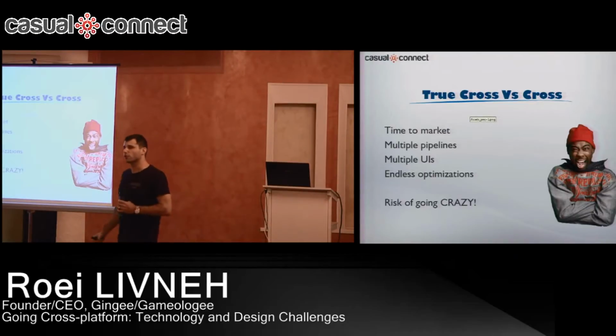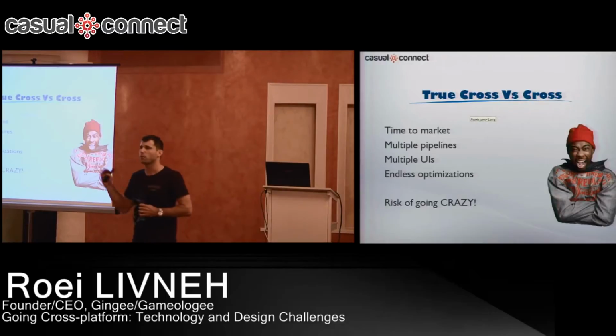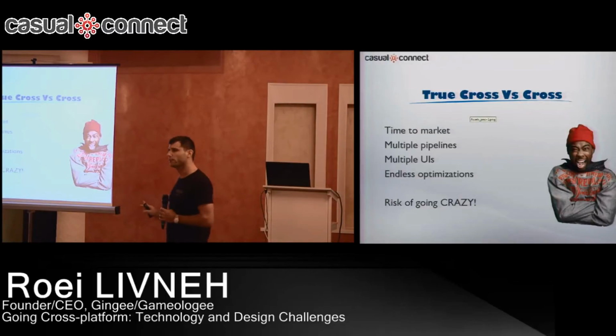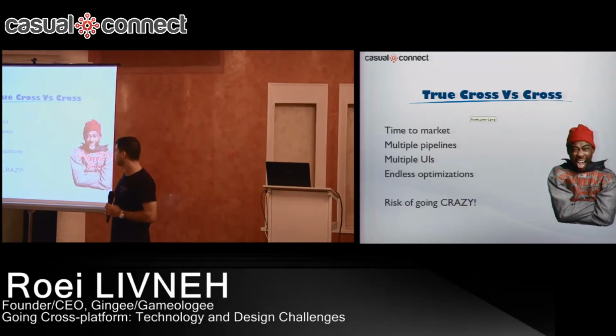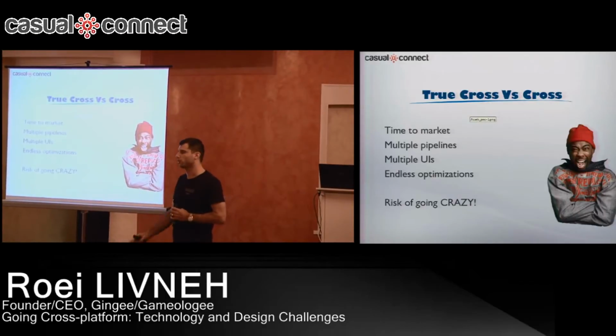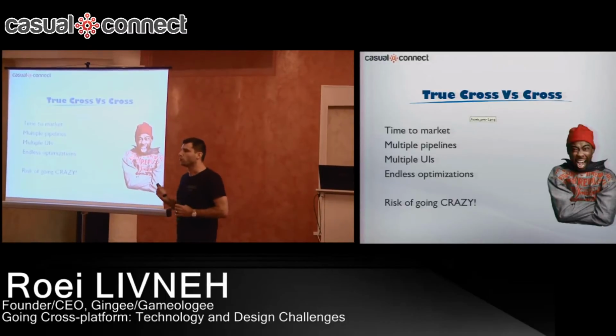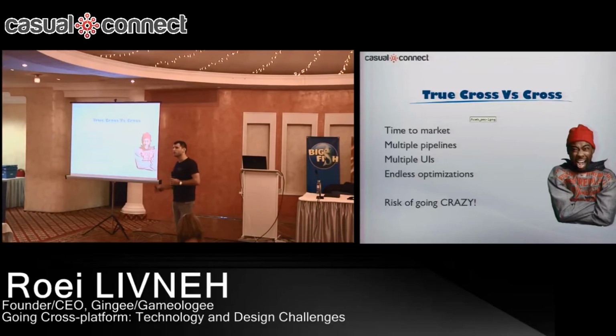When I'm going with cross which is not truly cross, I have time to market issues. I have multiple pipelines, which I don't want. I don't want to have multiple pipelines when I go cross. I have multiple UIs, multiple resources, graphic resources. And if I manage to bypass all of them, the one thing I don't want to do is endless optimization. By that, I mean making your code better and better and better so it will fit a certain device out there. There is a huge risk of going crazy on endless optimization, and I find a lot of studios having problems with that. So that's what we don't want.